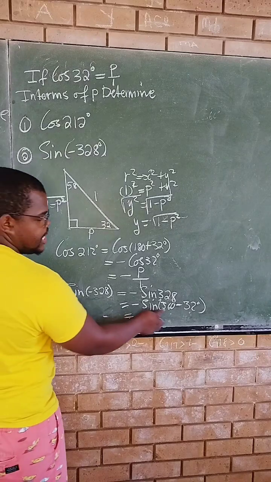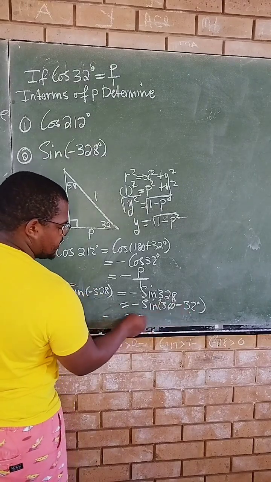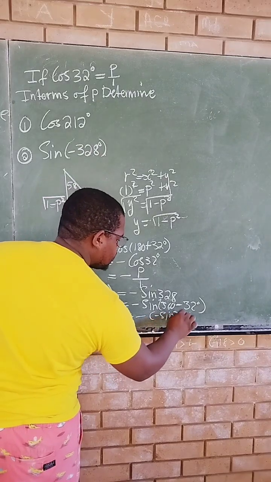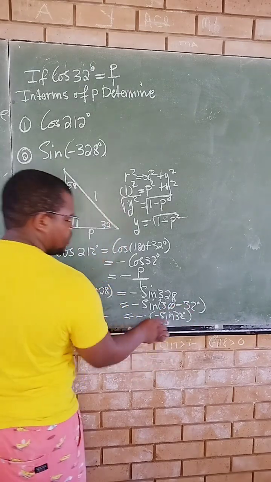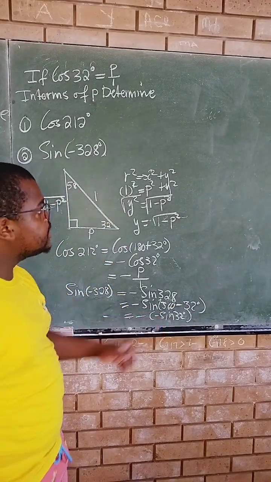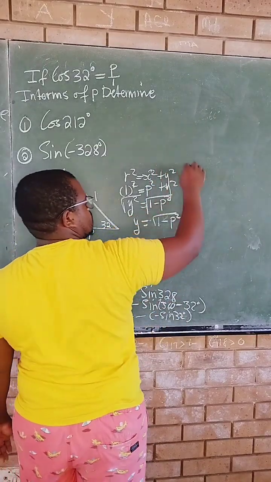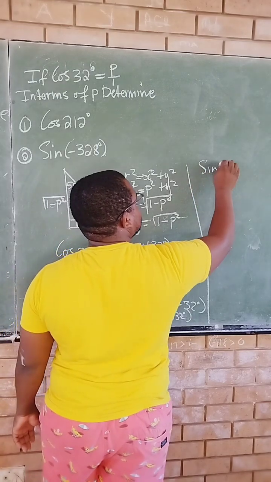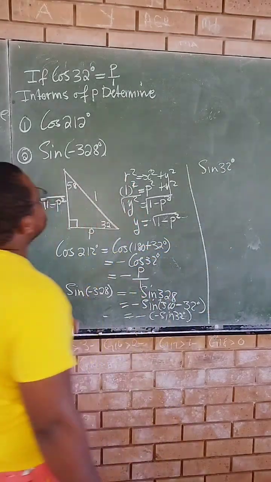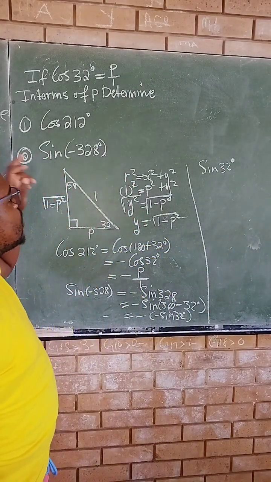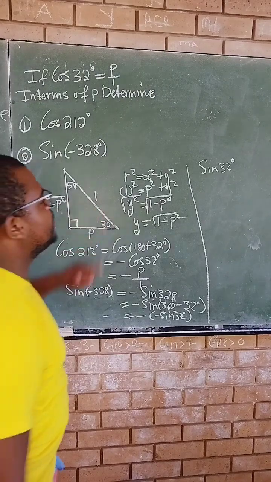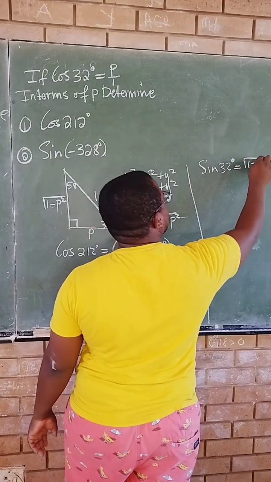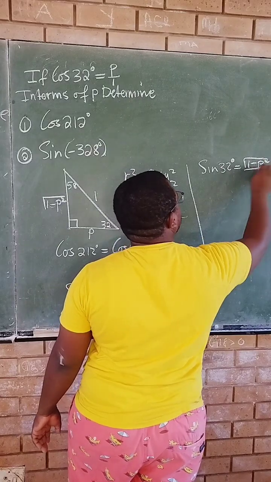So how is sine in this quadrant? It's negative. So negative into negative sine of 32 degrees, okay? So we know that negative times negative will give us a positive. Let me write here. Will give us a positive sine of 32 degrees. Hence, this one will be opposite over hypotenuse, which is equal to root of 1 minus p squared all over 1.